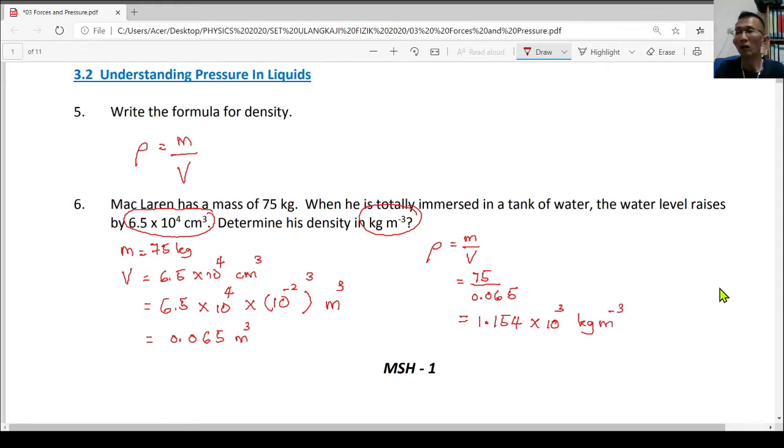Okay, so please verify that my answer is correct. Okay, my calculation is correct. It's 1.154 times 10 to the power of 3 kilogram per cubic meter. So that's how we calculate McLaren's density. Okay, the volume of the water displaced is equivalent to McLaren's body's volume.